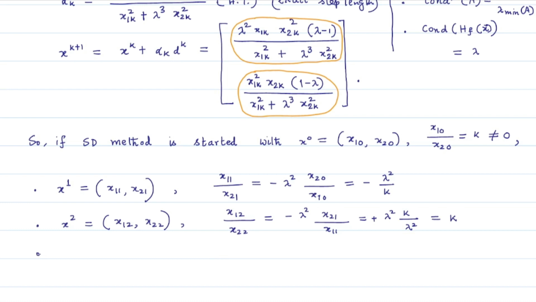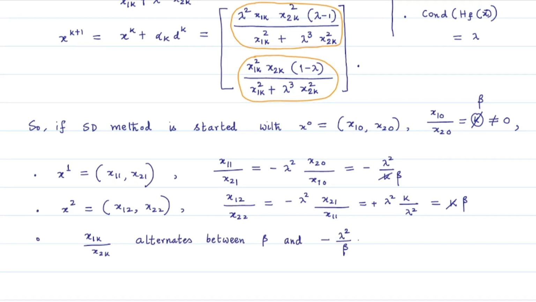Further, for the next iterate, again you can prove that the ratio of the coordinates is equal to minus lambda square by k. Here you may confuse this k with the iteration number k. Better to replace this k by some other value, let's suppose beta, so that we will not get confused with the iteration number k. Here we see that the sequence of values x1k divided by x2k alternates between the values beta and minus lambda square by beta.